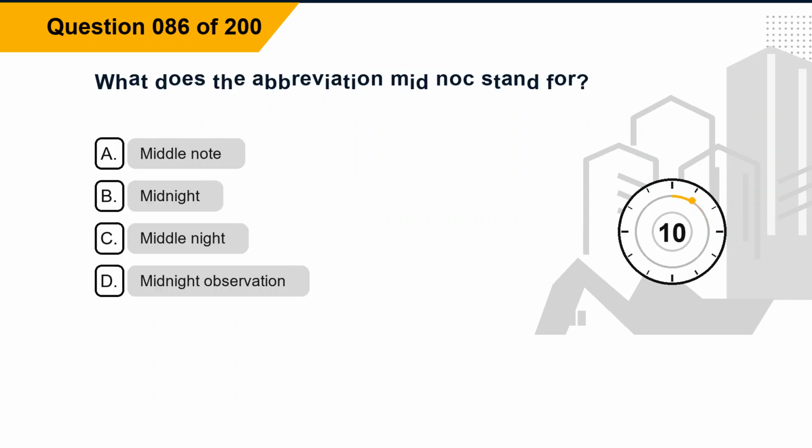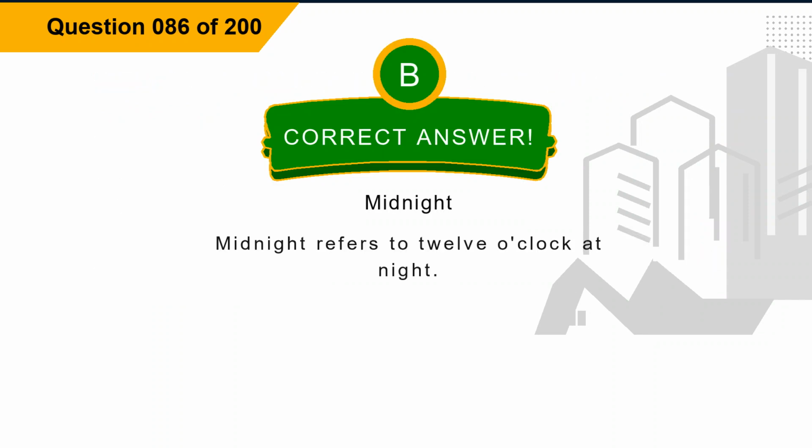Question 86. What does the abbreviation MID-NOC stand for? Option A, middle note. Option B, midnight. Option C, middle night. Option D, midnight observation. The correct answer is option B, midnight. Explanation. Midnight refers to 12 o'clock at night.